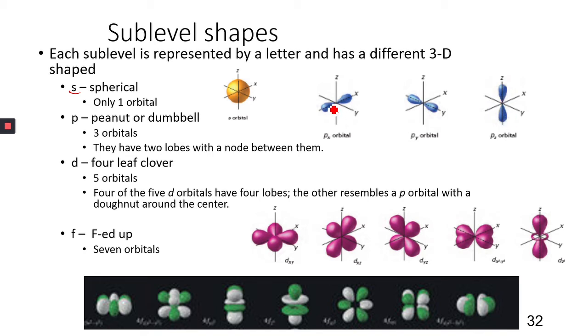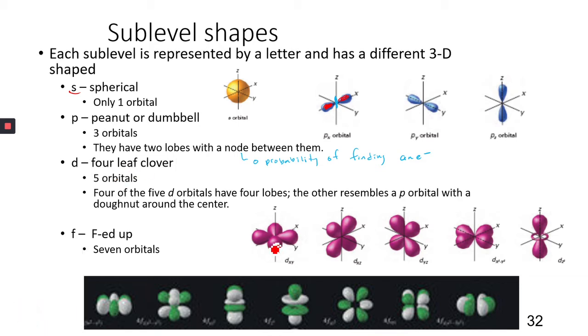It has 2 lobes. These are called lobes right here. And it has 1 node. Right here is the node, right in the middle. In the node, there is a 0 probability of finding an electron. That's what a node is.